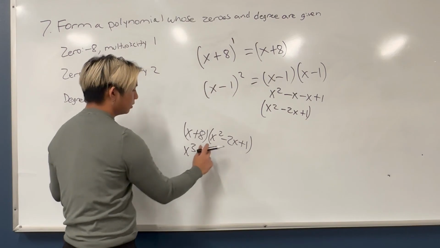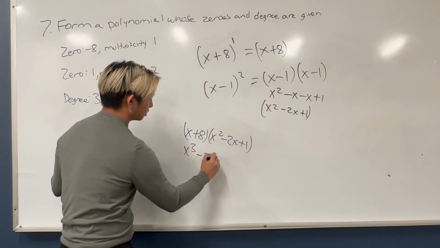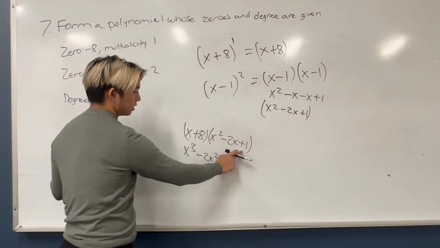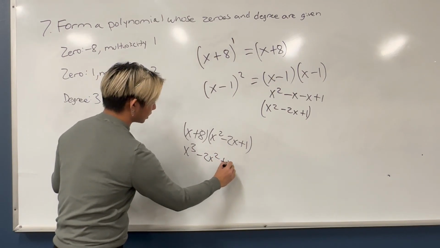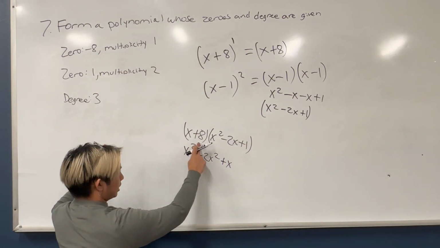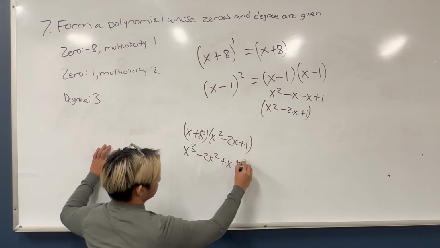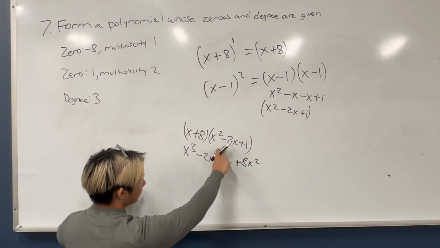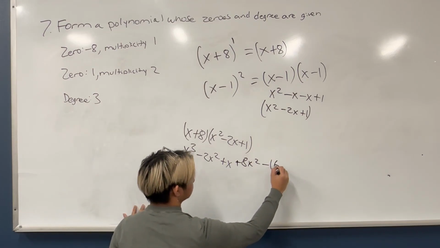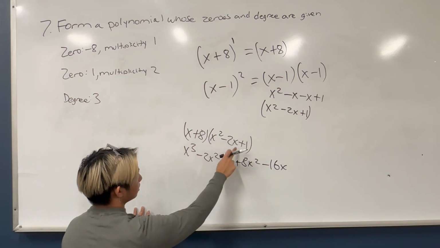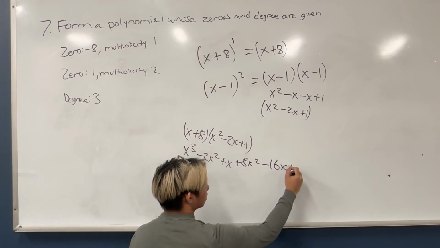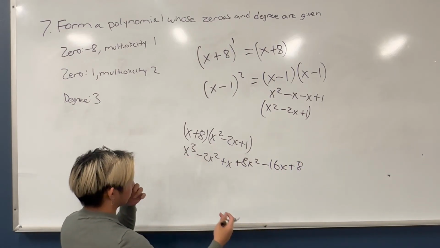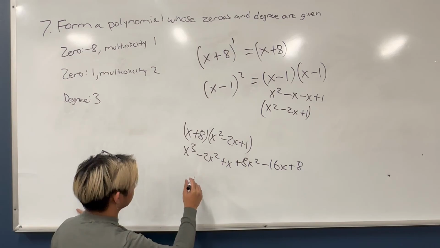X and -2x gives me -2x squared. X and plus 1 gives me a plus x. 8 and x squared gives me plus 8x squared. Plus 8 and -2x gives me -16x. Plus 8 and plus 1 gives me plus 8. And here I just want to rearrange terms, combine my terms, right?